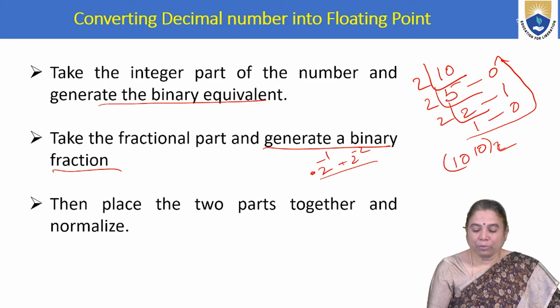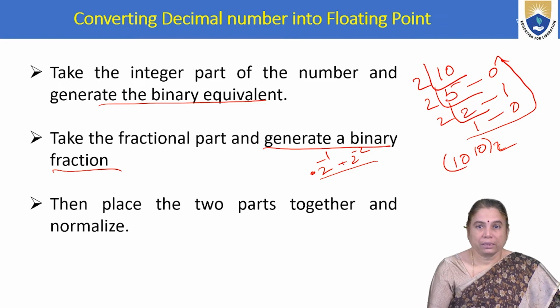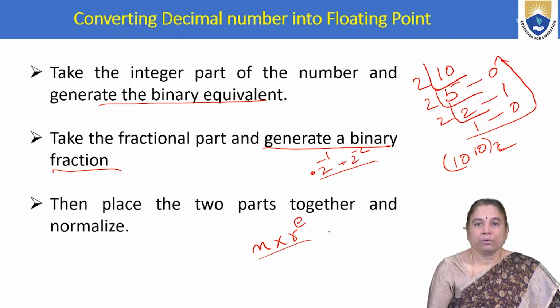Then place the two parts together and normalization can be performed. In order to perform the normalization, the mantissa multiplied by radix power e form has to be used to normalize both the parts. So these are the steps involved in converting a decimal number into floating point.